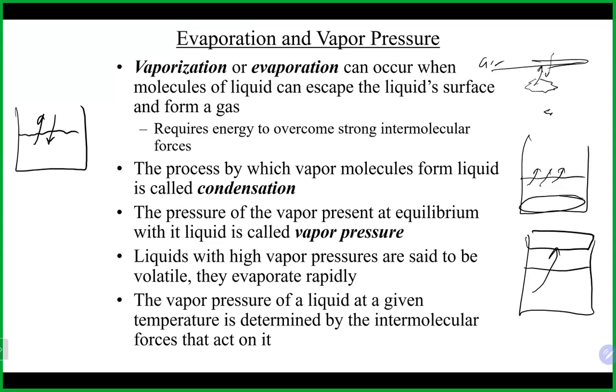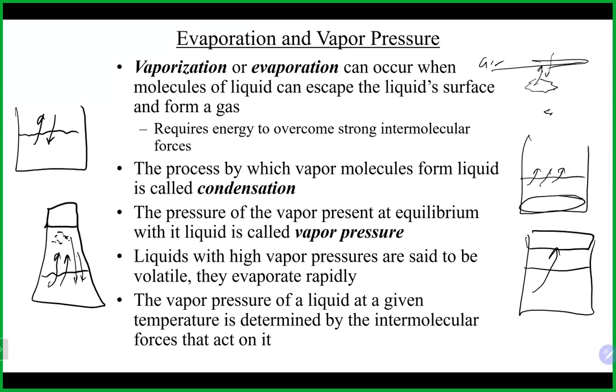So as this is occurring, for example, in a closed container, you will have molecules jumping out and molecules coming back in, but there will be some vapor or gas molecules above the liquid, and that is what causes vapor pressure. The weaker the intermolecular force, the greater the vapor pressure would be.